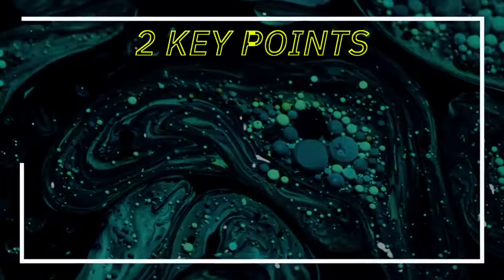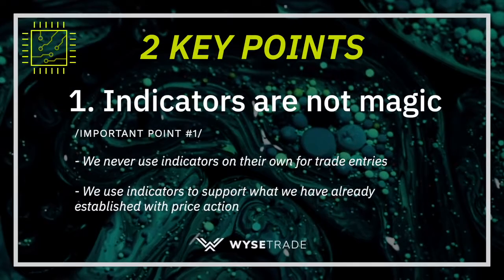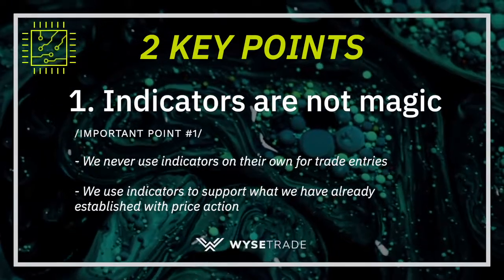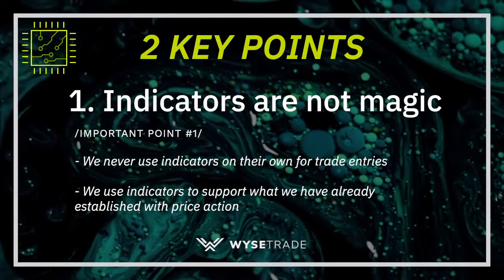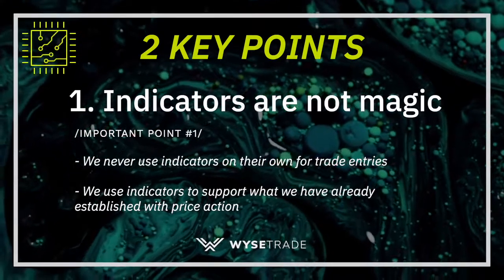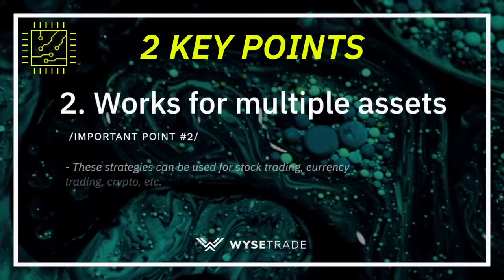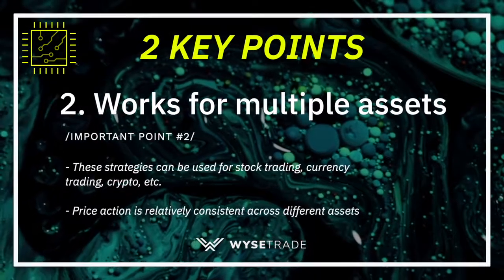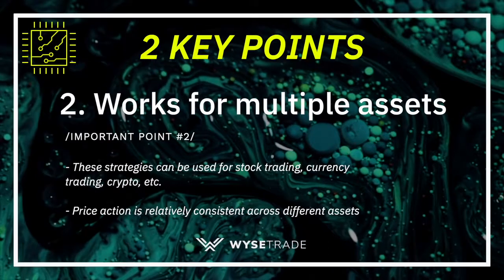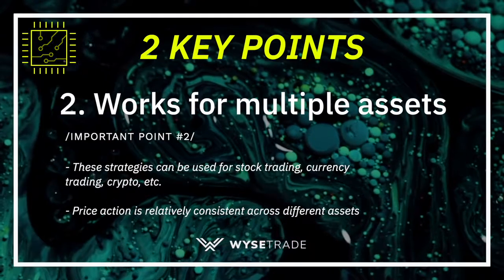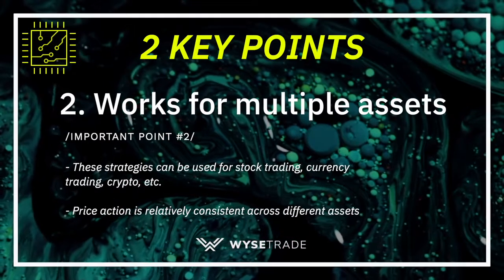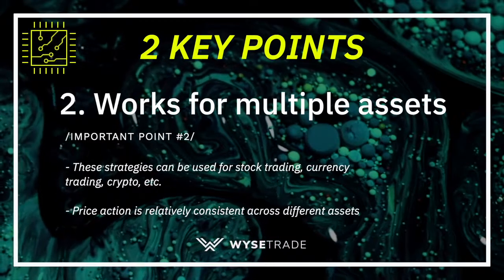So, two very important points before we start. First, indicators are not magic, and we never use indicators on their own for trade entries. We use indicators to support what we have already established with price action. And second, everything we discuss in this video can be used for currency trading, stock trading, and crypto, because price action stays relatively consistent across different assets.